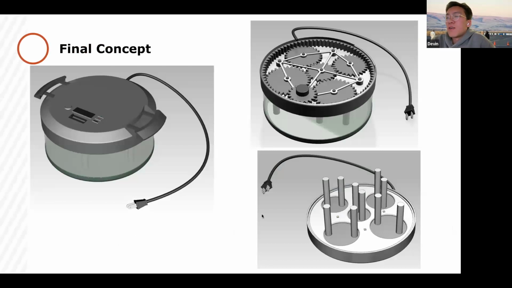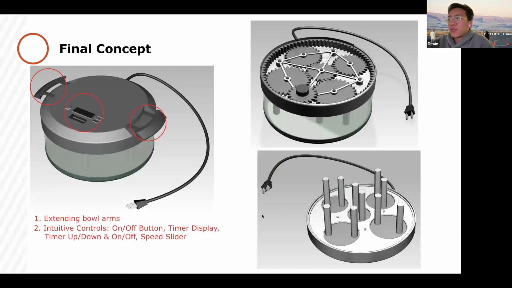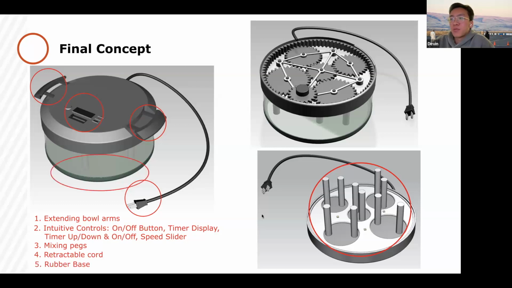Taking a look at our final product, the first feature we'd like to highlight is the extending arms, which allow the user to easily pick up and move the device. Next are the intuitive controls, which include the on-off buttons, timer display, timer controls, and the speed slider. Third are the mixing pegs, which are removable in order to make cleaning easier. Fourth is the retractable cord, which makes for easy and condensed storage. And lastly is the rubber base, which provides stability and noise dampening.